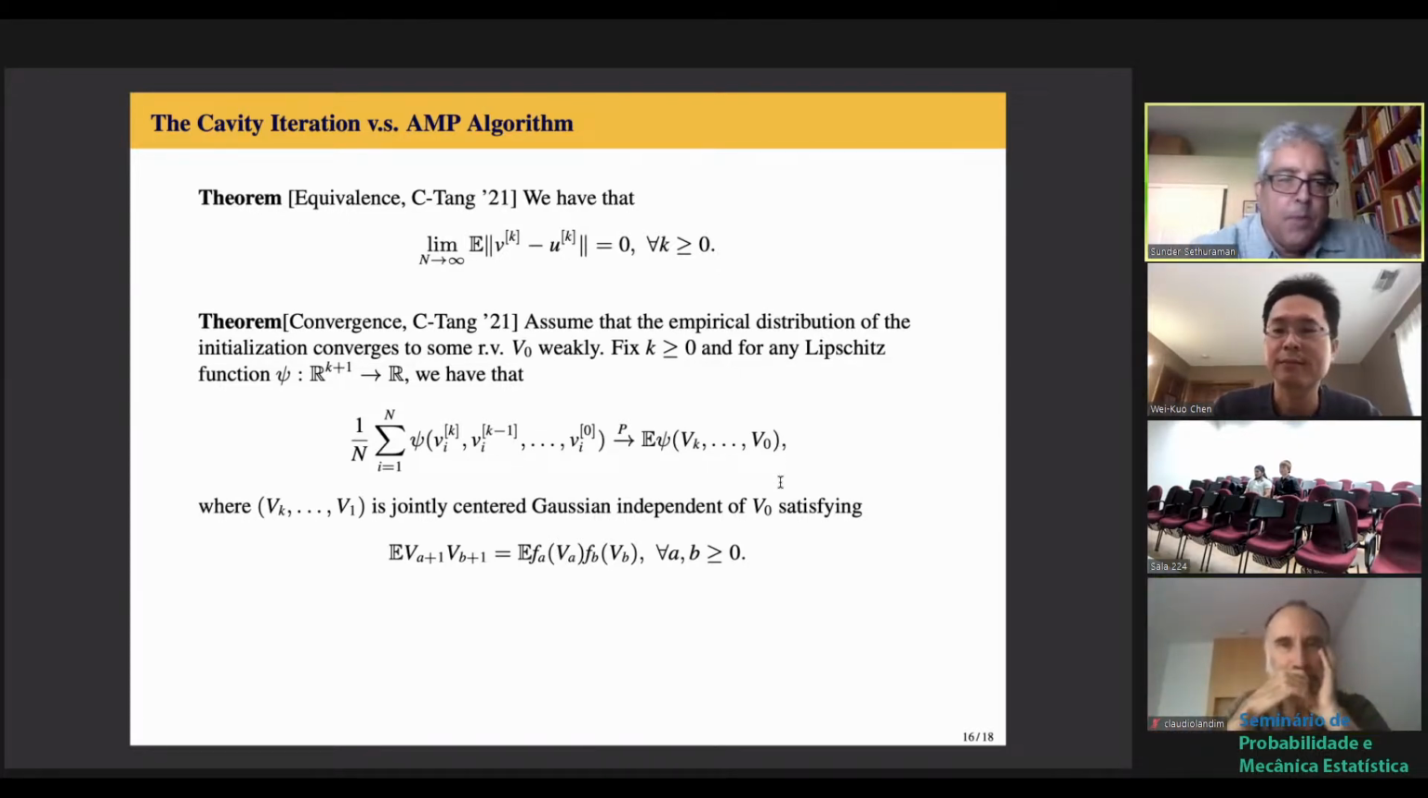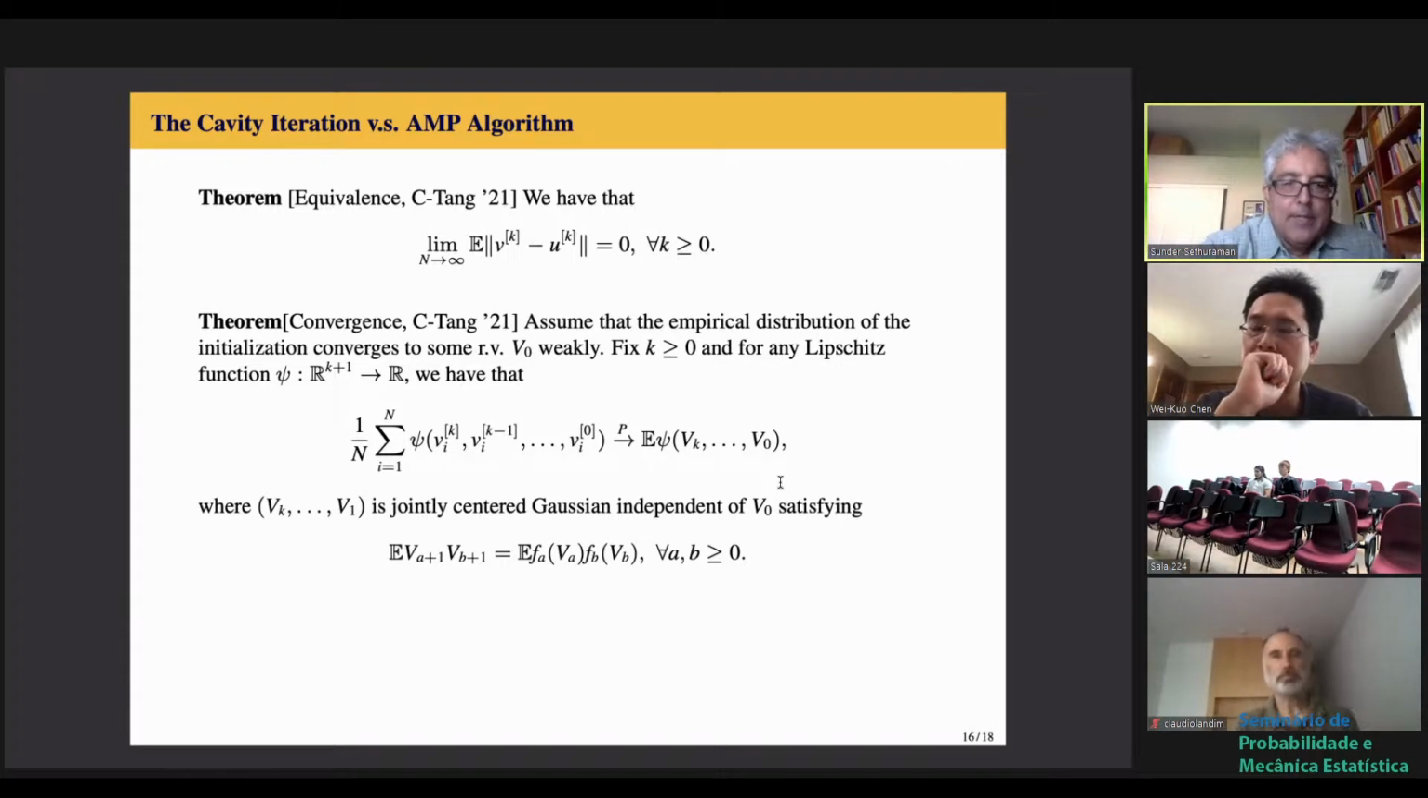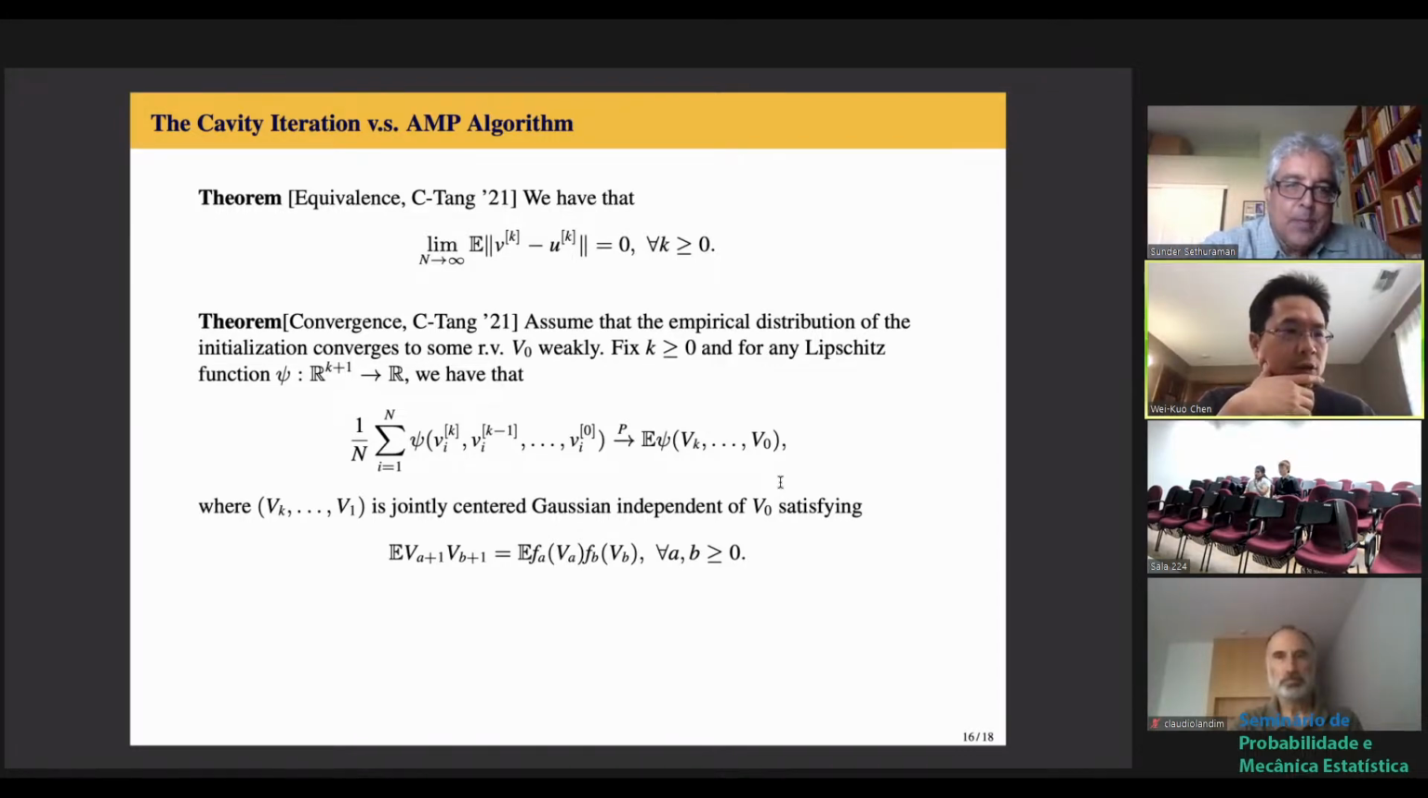So maybe I could ask a question. The local magnetization is like the mean. How about other moments? Is that something of interest? Yes, we can certainly.